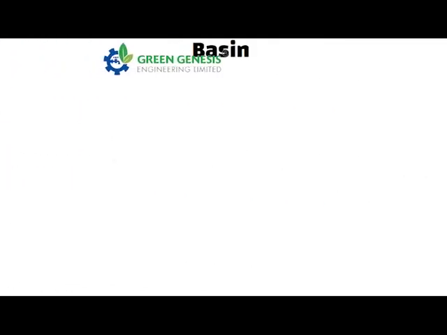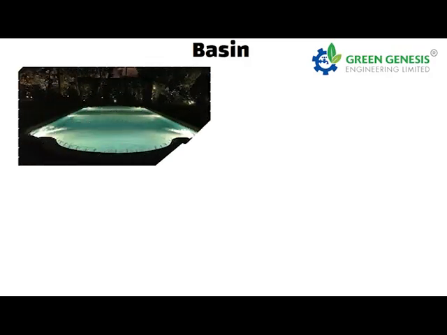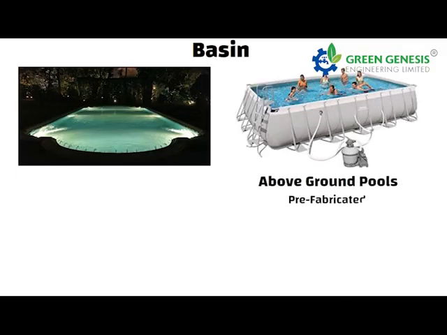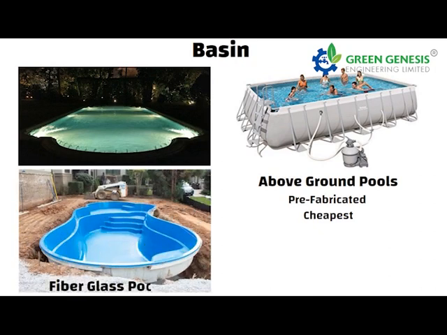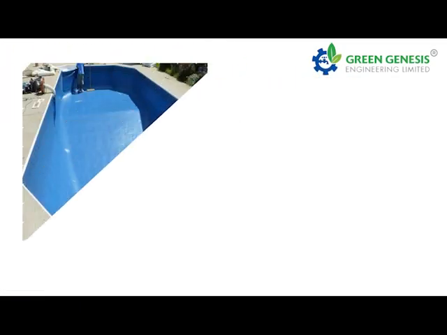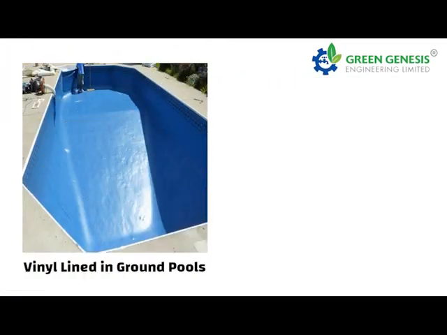Basin. The main difference between different types of pools is how the basin is constructed. Above ground pools are generally prefabricated and the cheapest one. Fiberglass pools are made from fiberglass reinforced plastic. Vinyl lined in-ground pools. These pools are a lot cheaper than other in-ground designs, but not as durable. Typically, the liner needs to be replaced every 10 years or so.